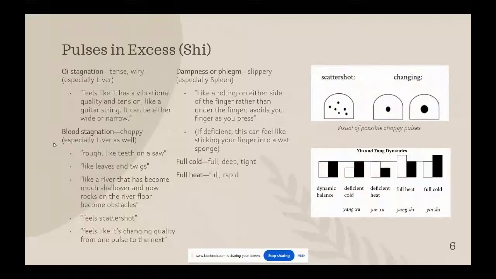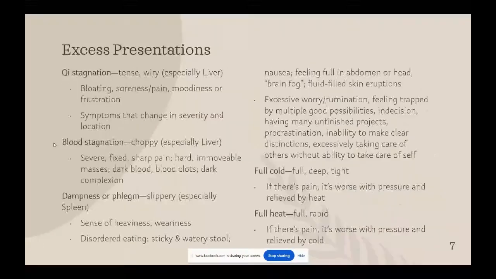All right, and so moving on to excess conditions. Actually, I'm going to skip ahead to the overall excess presentations, and then we'll talk a bit more about the qualities of the pulse. Also, it's important to note that excess conditions can be the result, and often are the result, of deficient conditions.